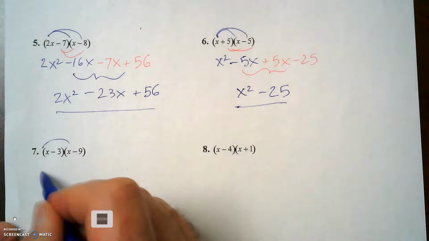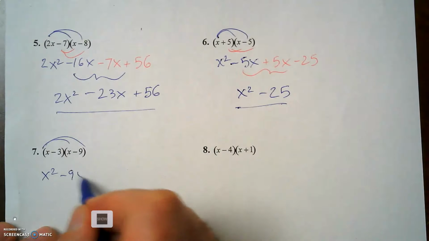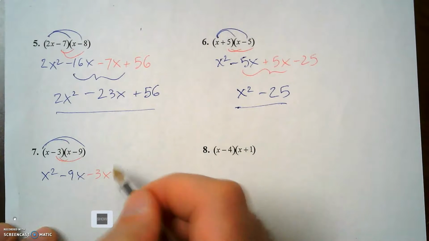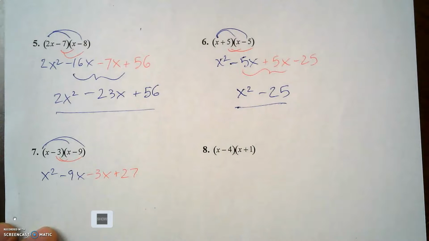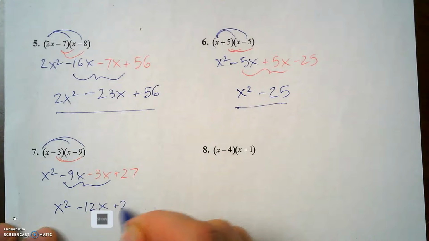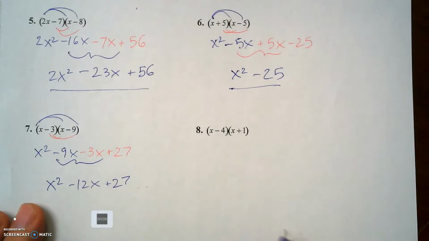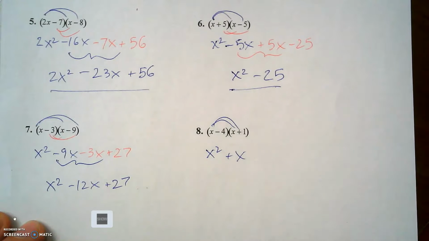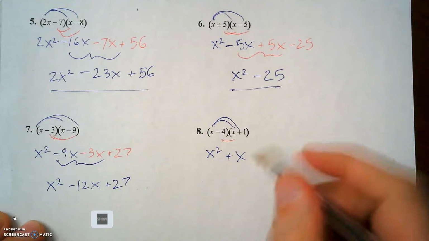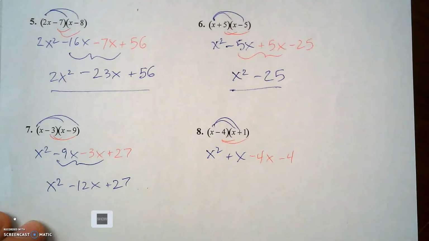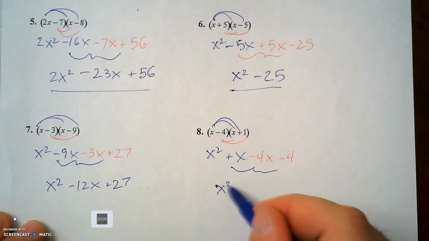Here we go, x times x, x squared, negative 9x. I'm going a little fast because I'm thinking you already did these. We're just checking answers. Combine like terms in the middle, minus 12x. And last one, x times x, x times 1. Negative 4 times x, negative 4 times 1. Adding in the middle gives us negative 3x.